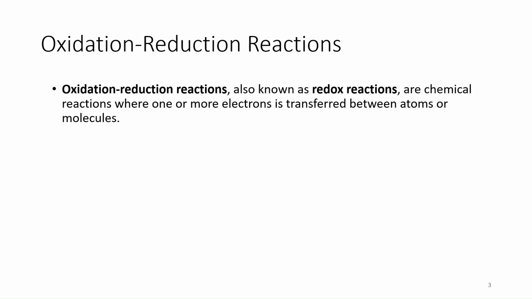Important to this is the concept of oxidation reduction reactions. This is going to come up time and time again, and we spend a lot of time front loading these concepts at the beginning of this course to get you very familiar with the terms, and it will get easier over time, I promise. Oxidation reduction reactions, for short, are called redox reactions. These are chemical reactions where one or more electrons are transferred between atoms or molecules.